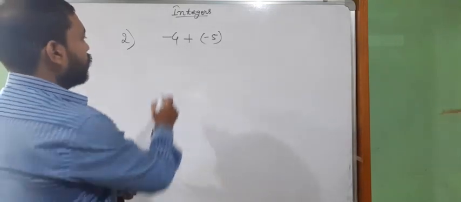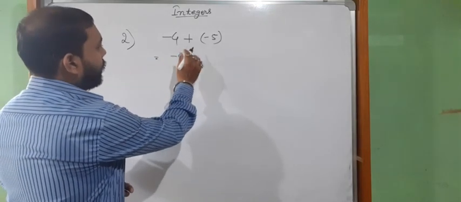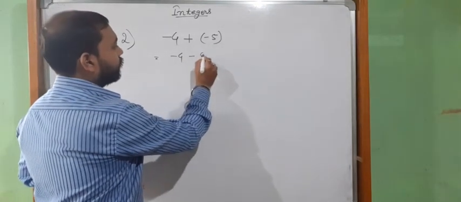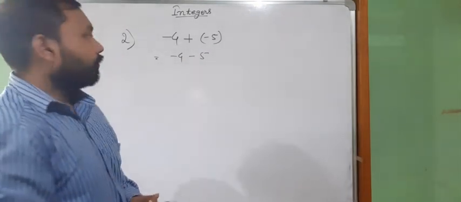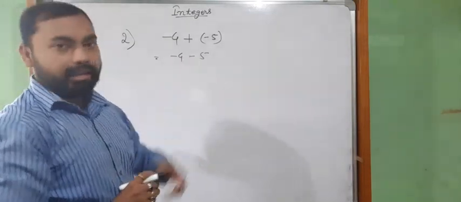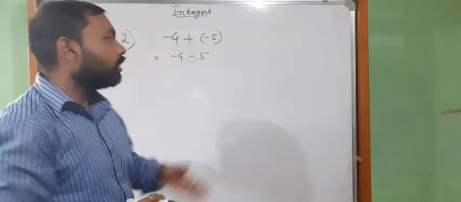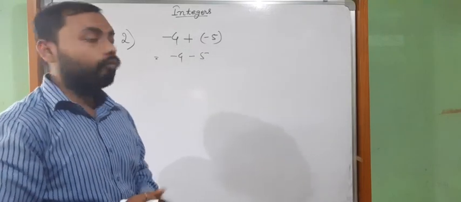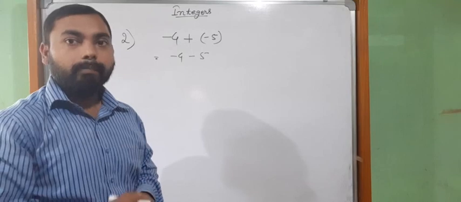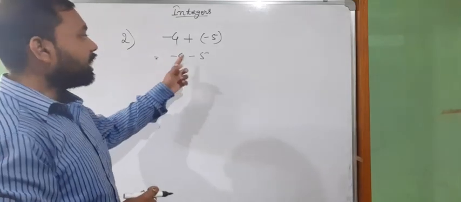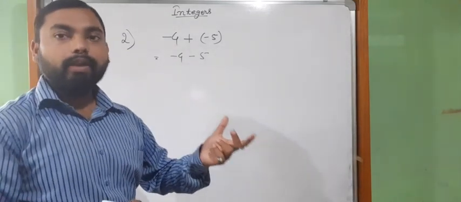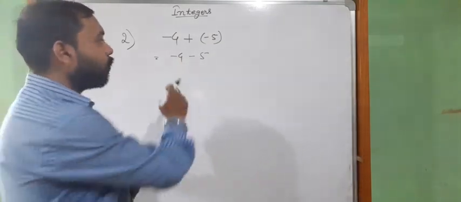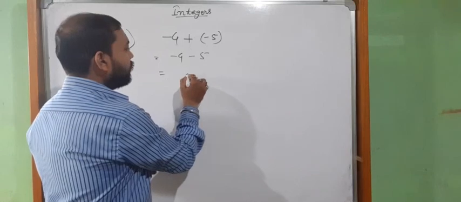Okay, so minus 4 plus minus 5. Now we can see that here it is minus 4 and minus 5. So again we will be using the formula: minus and minus, the result is plus. That means we have to add these two numbers. Plus means add. So minus minus means plus, which means we have to add the two numbers. So 4 plus 5, what will be the answer? It is 9.